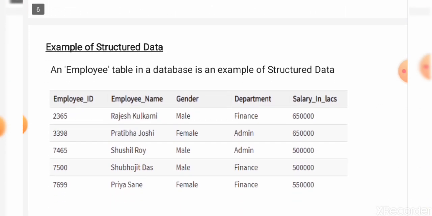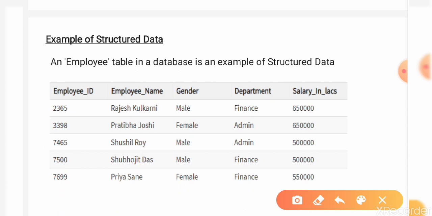The example of structured data is a regular employee table database, where employee ID, employee name, gender, and department are classified based on data types. It has been structured. So this comes under the types of structured data.